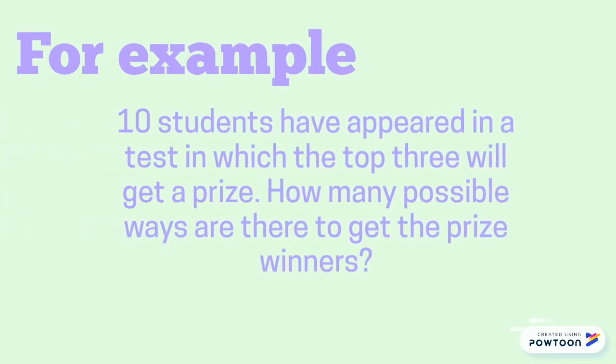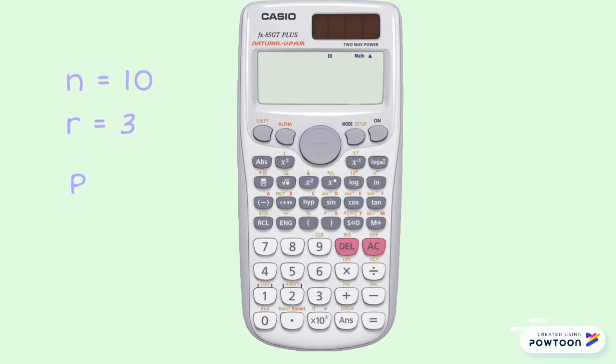For example, 10 students have appeared in a test in which the top 3 will get a prize. How many possible ways are there to get the prize winners? So, enter the value 10, then press Shift, followed by the multiplication sign, then 3 which is the value of r, and press the equal sign. The answer is 720.